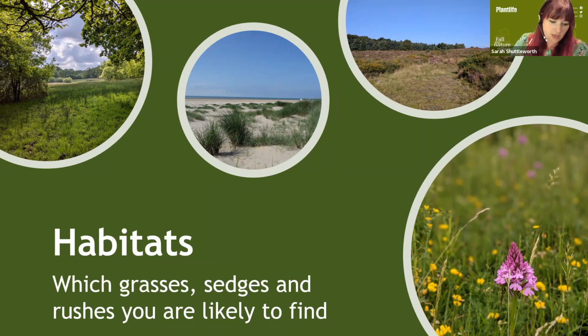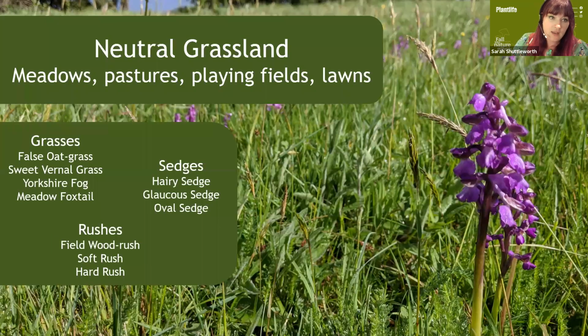So the first one we're going to look at is neutral grasslands. And I picked this to start with just because it's obviously going to have lots of grasses and sedges and things like that in it. And it is one that we can usually find and access quite easily.